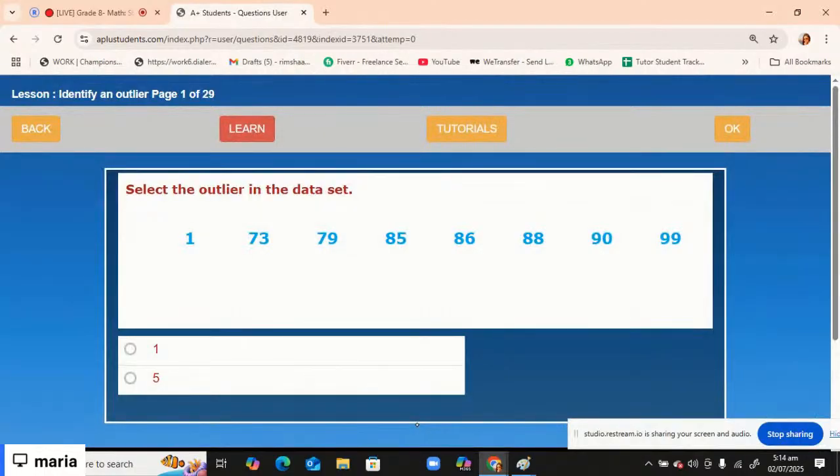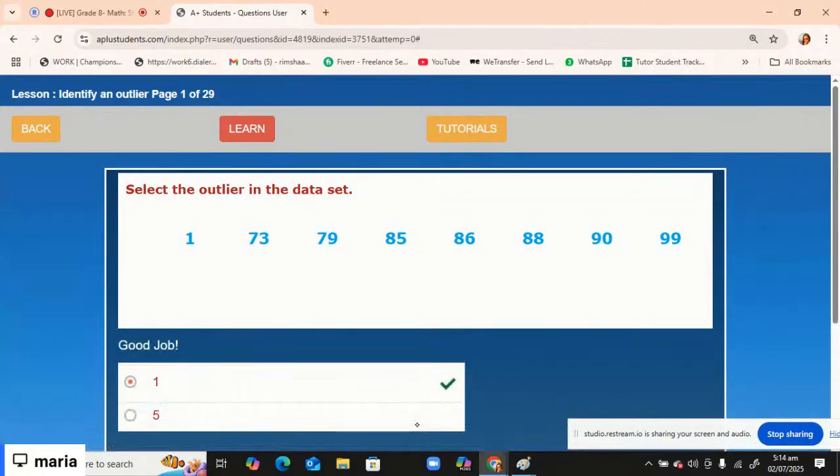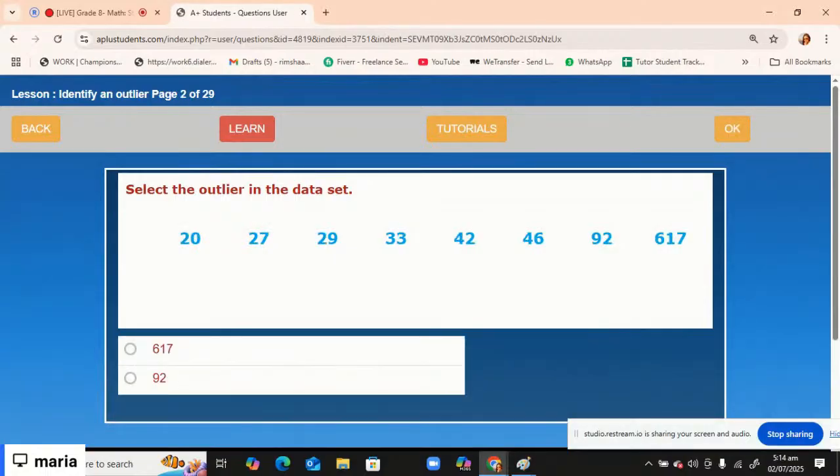Now look, select an outlier in the data set. It's starting from 1 and ending at 19. 99 is a bit closer. So 1 is a much smaller value. Okay, it's a huge difference. So we are going with the 5, 1, and this is the right answer. Select an outlier in the data set. Data set is given, 617 is a much larger value. So we go with this one.